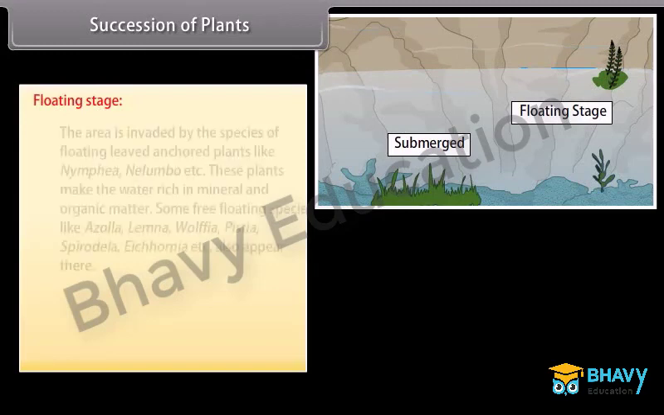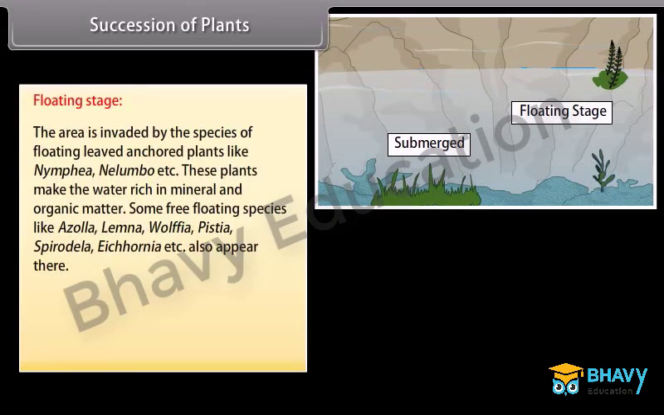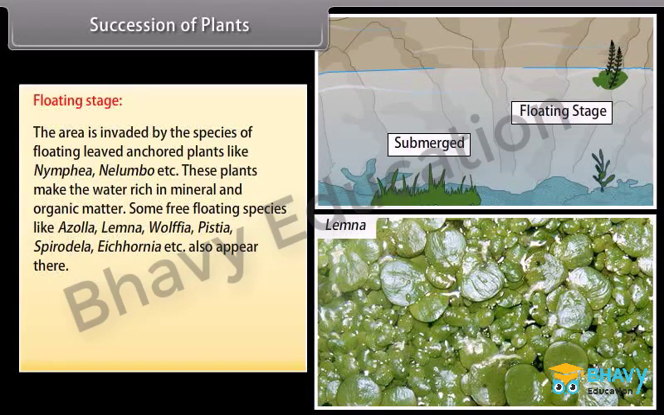Floating stage. The area is invaded by species of floating leaved anchored plants like Nymphaea, Nelumbo, etc. These plants make the water rich in mineral and organic matter. Some free-floating species like Azolla, Lemna, Wolffia, Pistia, Spirodela, Eichhornia, etc. also appear there.